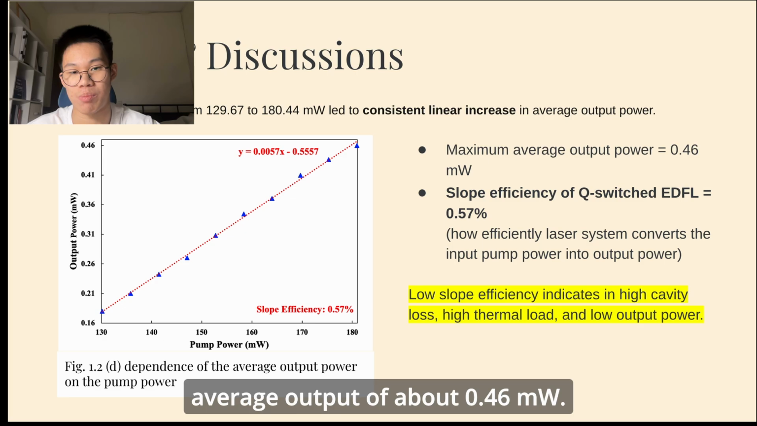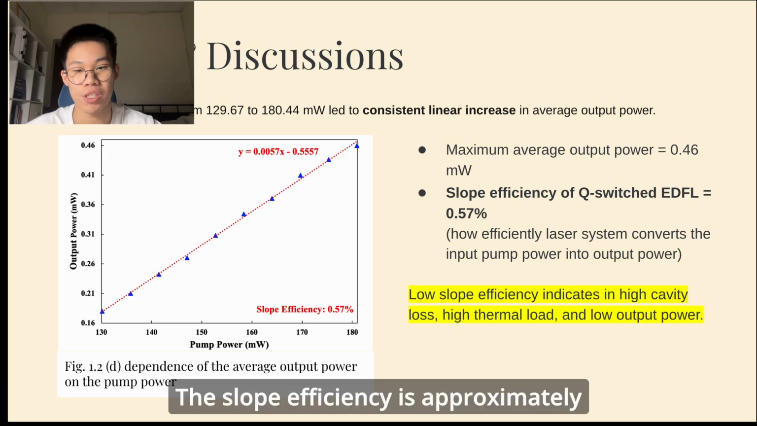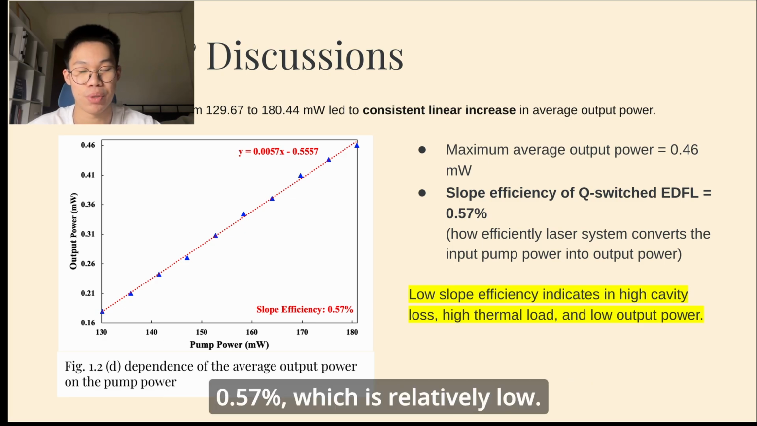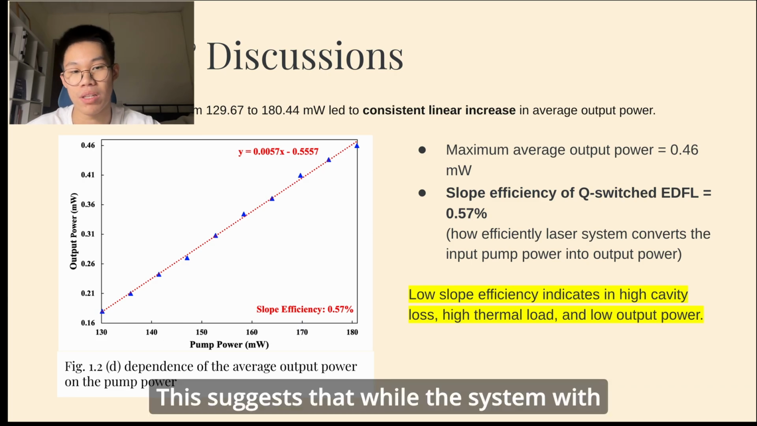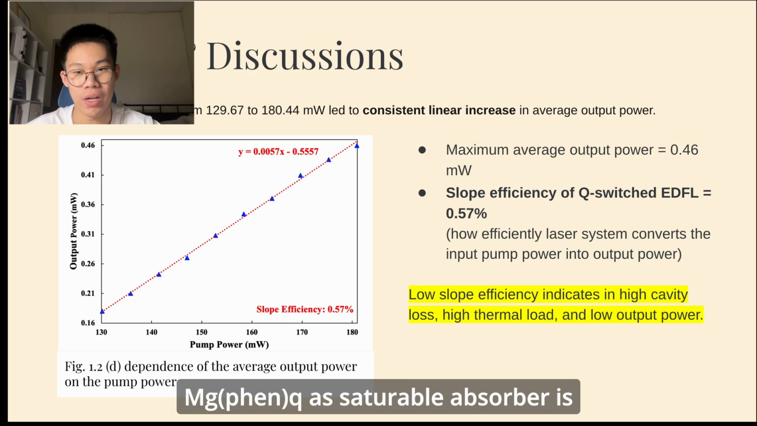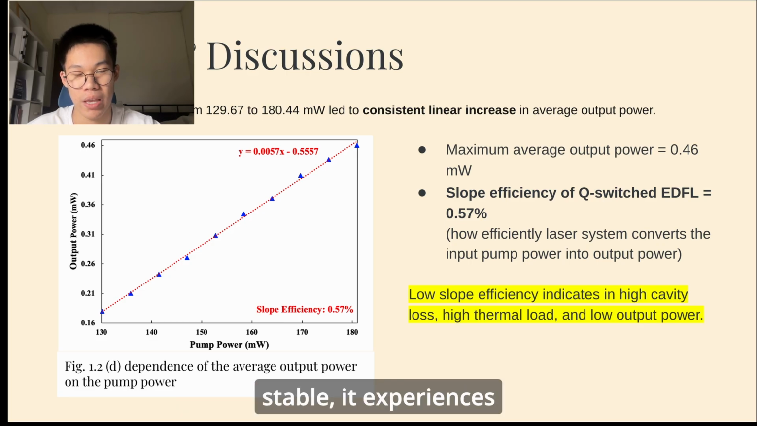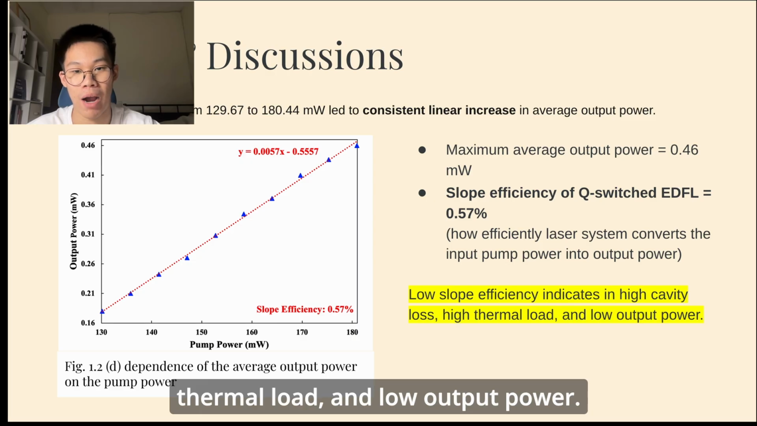about 0.46 milliwatts. The slope efficiency is approximately 0.57%, which is relatively low. This suggests that while the system with magnesium FanQ as saturable absorber is stable, it experiences high cavity loss, high thermal load, and low output power.